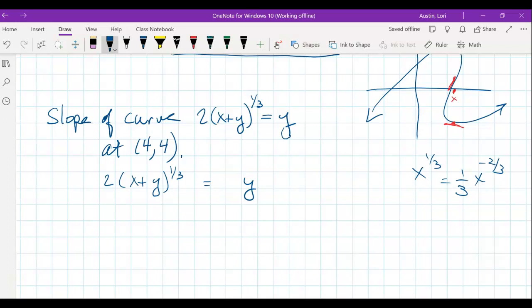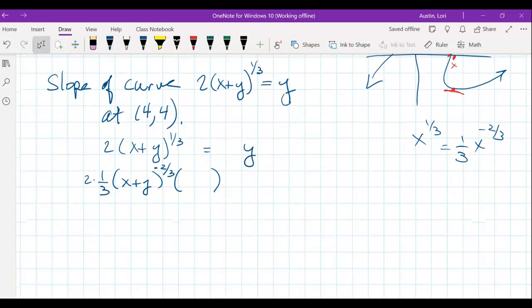All right, so it's 2 times 1/3 this to the minus 2/3. But I now need to take the derivative of what's inside of that parenthesis. That's where your chain rule comes in. I now need to multiply it by the derivative of what's inside. So start with x. What's the derivative of x, everybody? 1, just 1. What's the derivative of y?